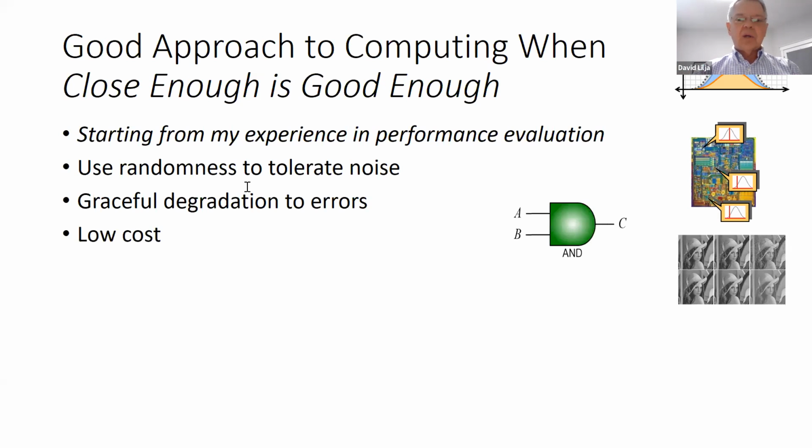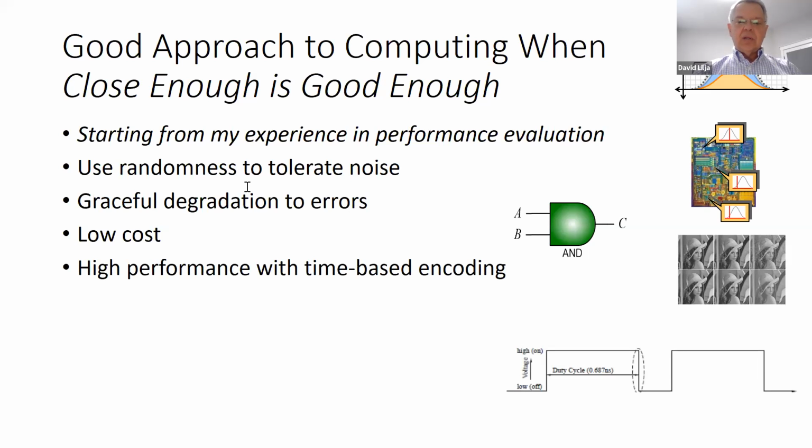It's low cost. I could do multiplication, which in binary would be a pretty expensive operation. I can do that with a simple AND gate. And it's high performance when we have this time-based encoding. There's some interesting issues that you have to think about in an analog sense when you do this time-based encoding, but we're sort of combining an analog approach with a digital approach and getting the benefits of both.